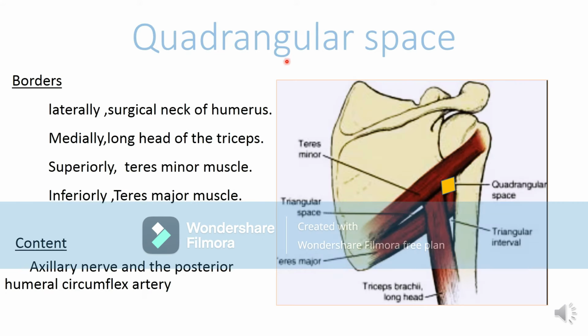The first space we will talk about is the quadrangular space. It has four borders: laterally the surgical neck of the humerus, medially the long head of triceps, above teres minor, and below teres major. It contains two important structures: the axillary nerve and the posterior humeral circumflex artery.